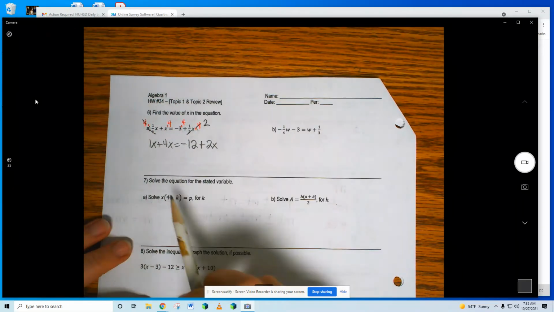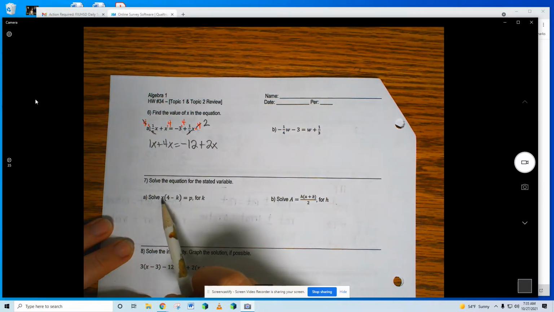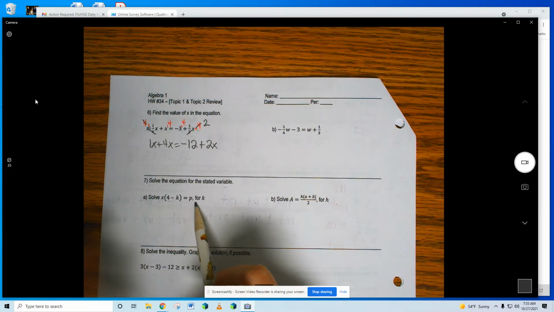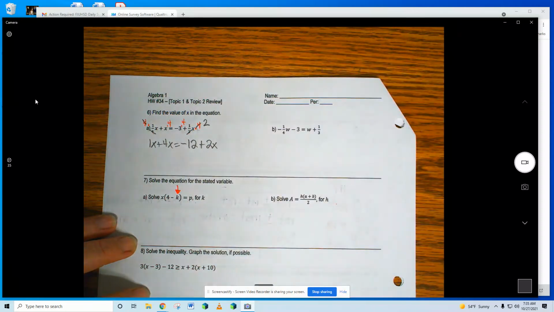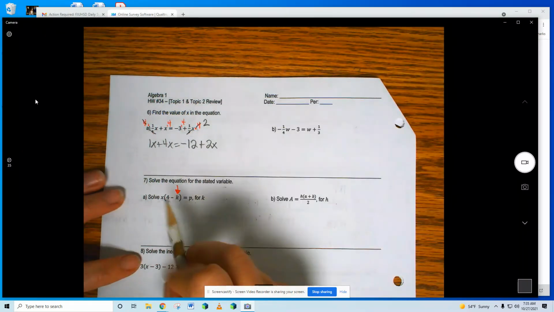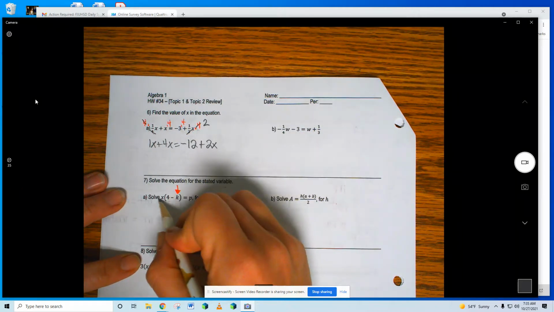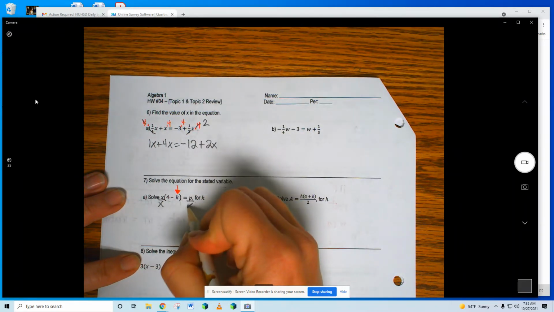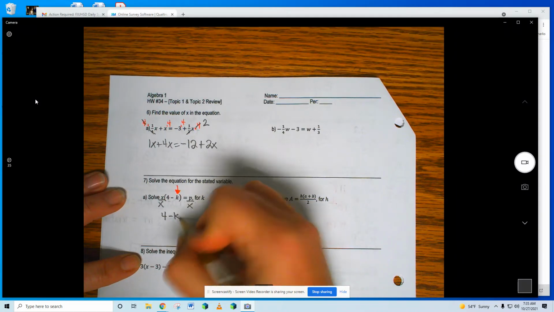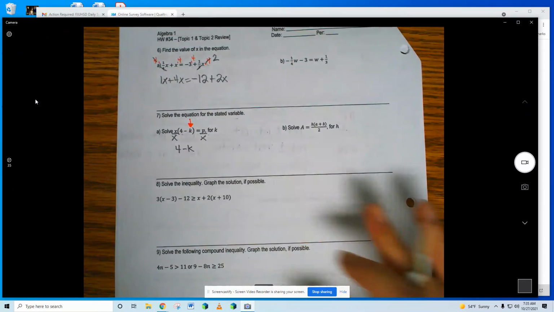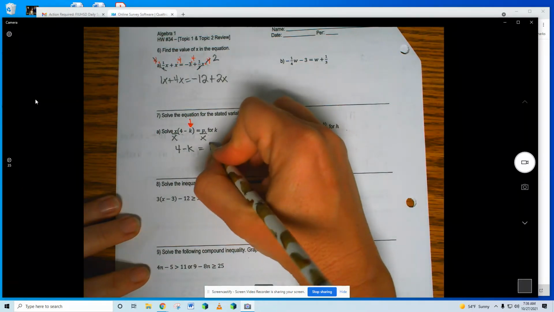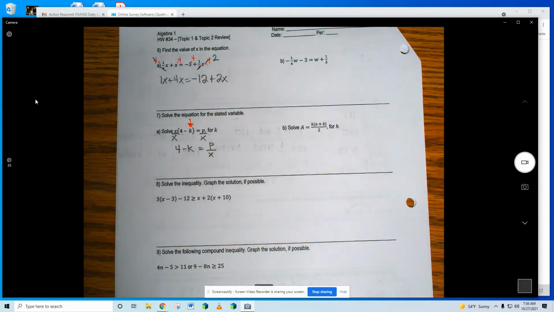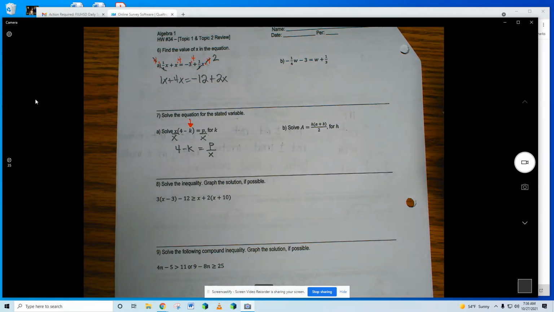So, solve the equation for the stated variable. X times 4 minus k equals p, 4k. So I want k to be alone. Don't distribute the x. X is multiplied by this parentheses. The easiest thing would be to divide by x. So then if I divide both sides by x, I only have 4 minus k on the other side, equals p over x. How do I get rid of the 4? I want k alone.